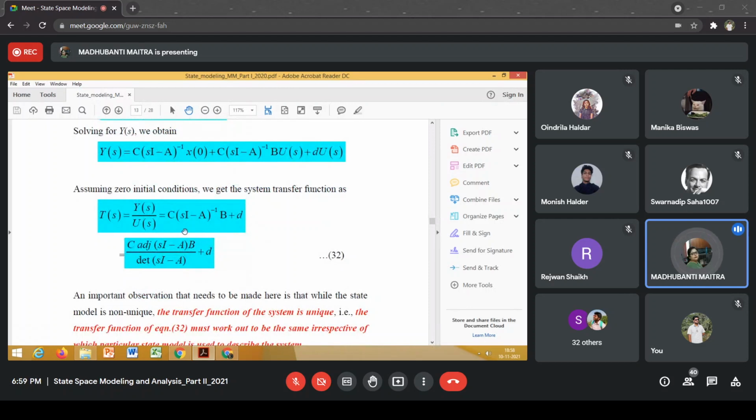And we can write it as C into adjoint (sI minus A) into B whole divided by determinant of (sI minus A), plus D. Also, the transfer function can be expressed as C into adjoint (sI minus A) into B, plus, in the numerator, D into determinant (sI minus A), whole divided by determinant (sI minus A).